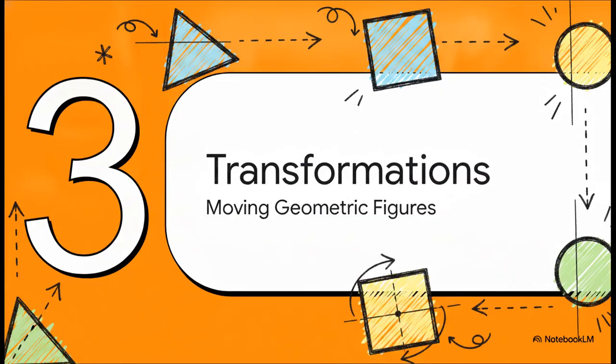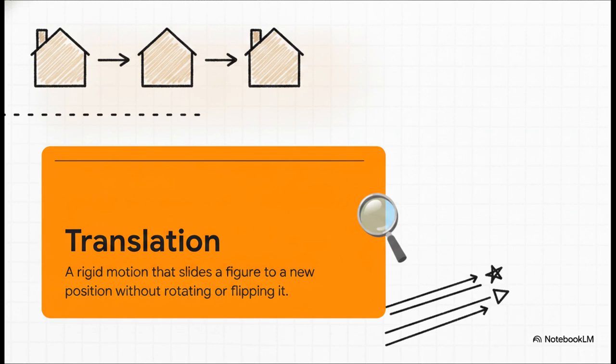Section 3. Rigid transformations defined. This is where the action happens. Our first rigid motion is a translation. A translation is simply a sliding motion. It slides a figure to a new position on the plane without rotating it and without flipping it. The whole shebang stays facing the exact same way, just in a new location.